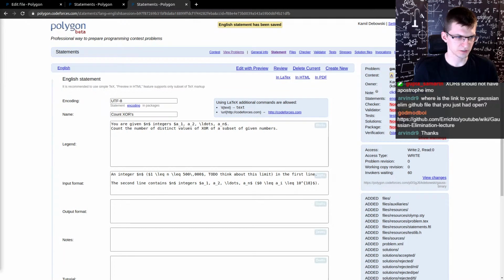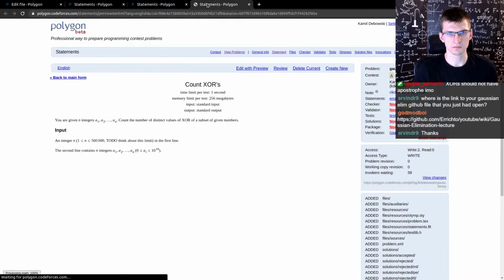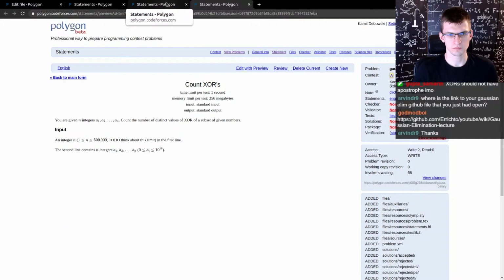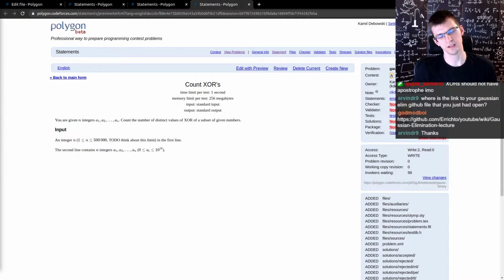Where's the link to your Gaussian Elimination GitHub file that you had just opened? Thank you, God Mode, for pasting. You can also go to my wiki on GitHub, and on the right in the menu you will find it.